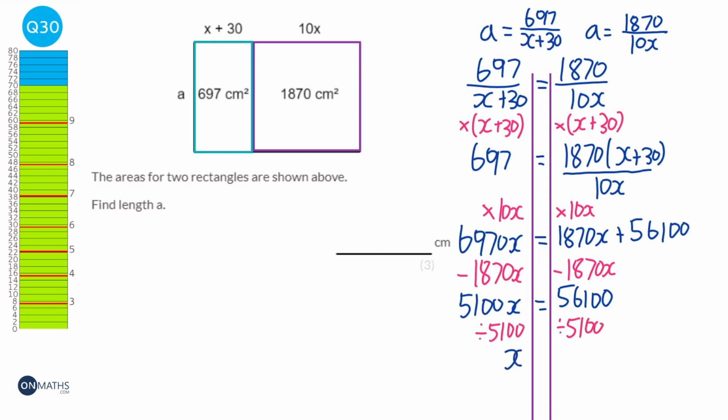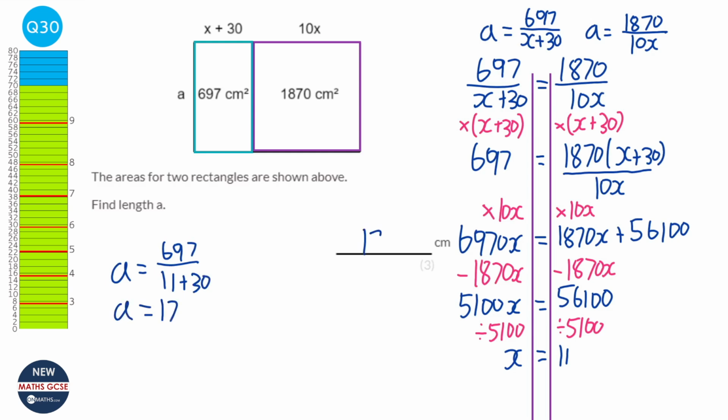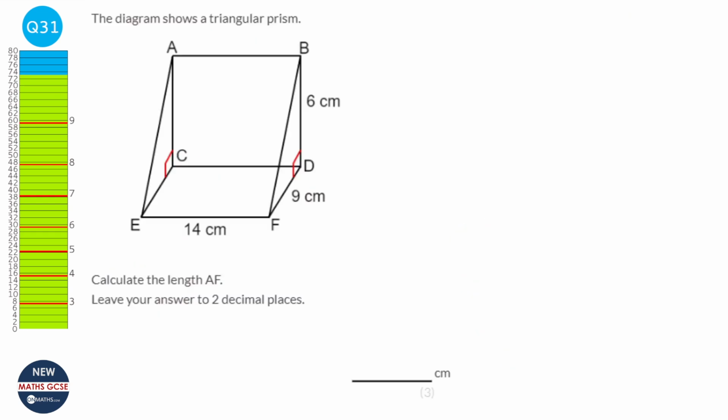And so we've got x equals 11. So now we know x is 11, we can pick one of the equations that we had at the start, and I'm just going to pick the first one, and we can just feed in the value of x. So a equals 697 over, instead of x, it's going to be 11 plus 30. And when you do that, you get the answer of 17. So A is 17.